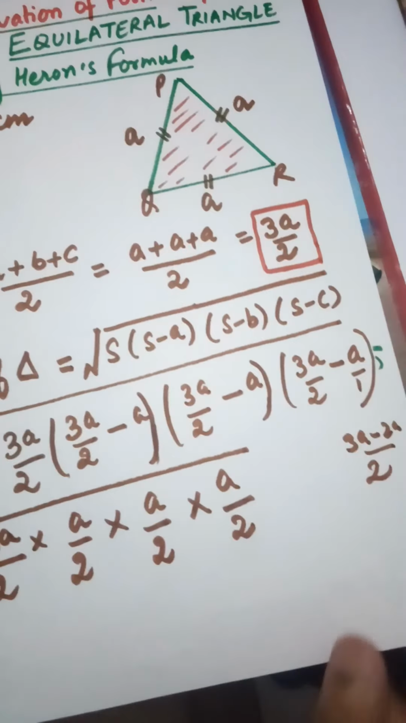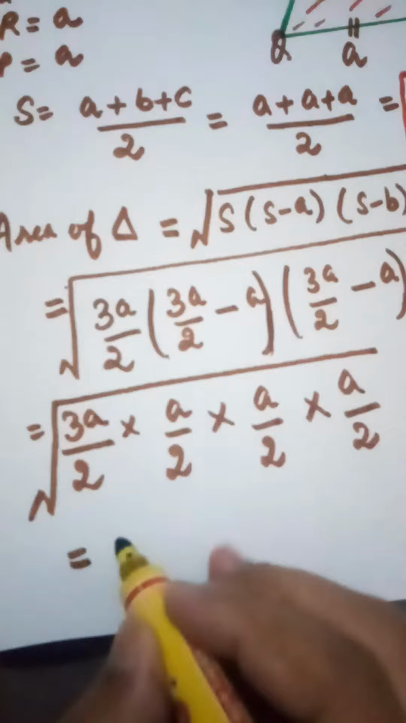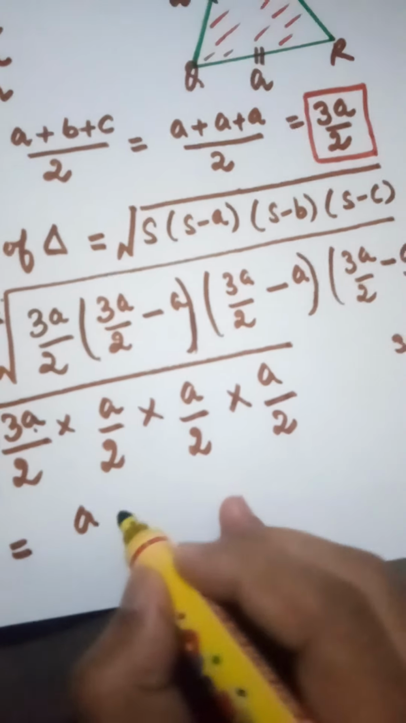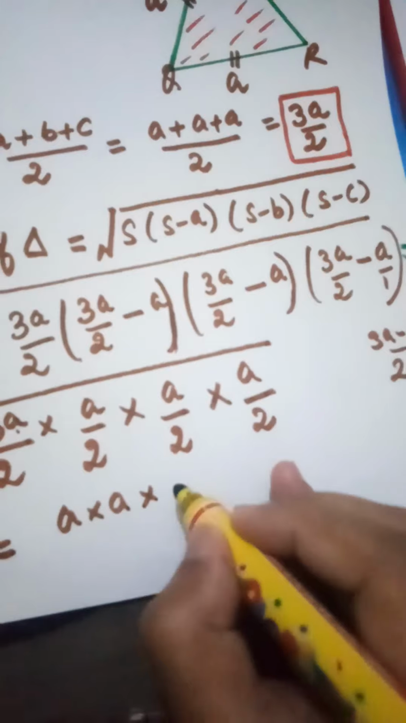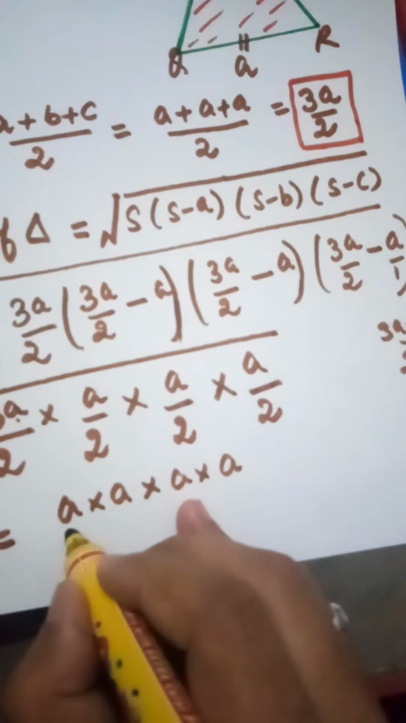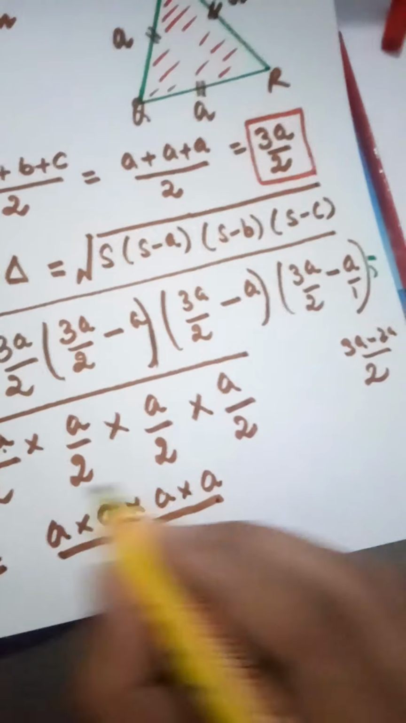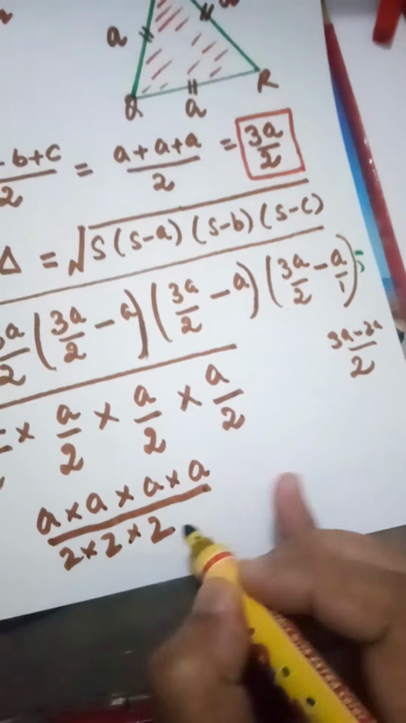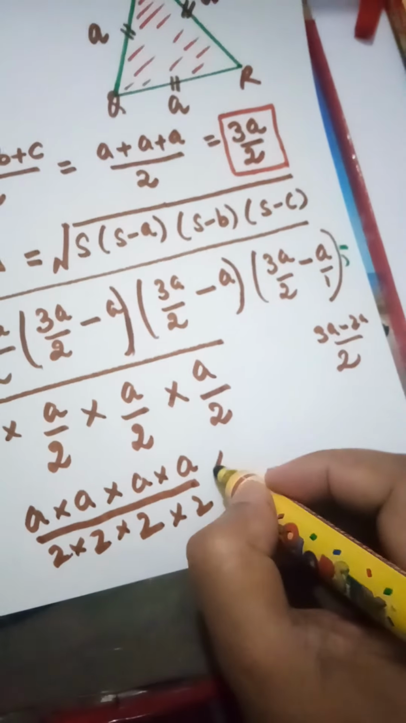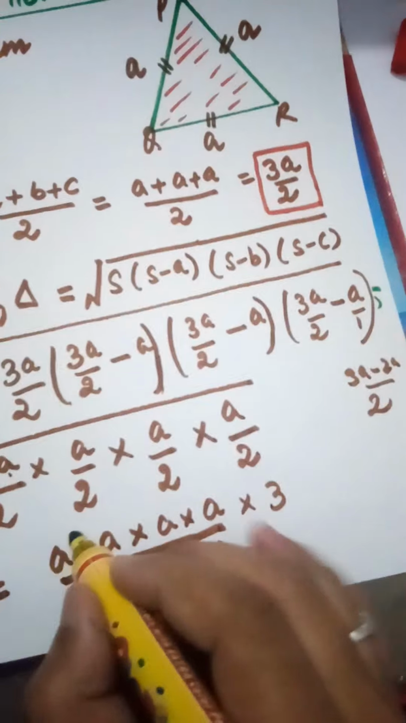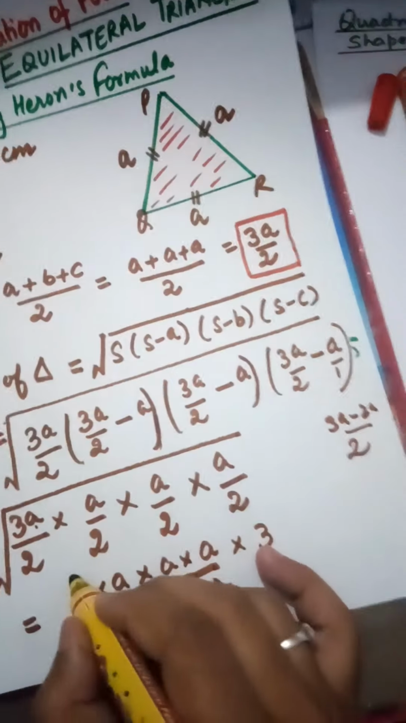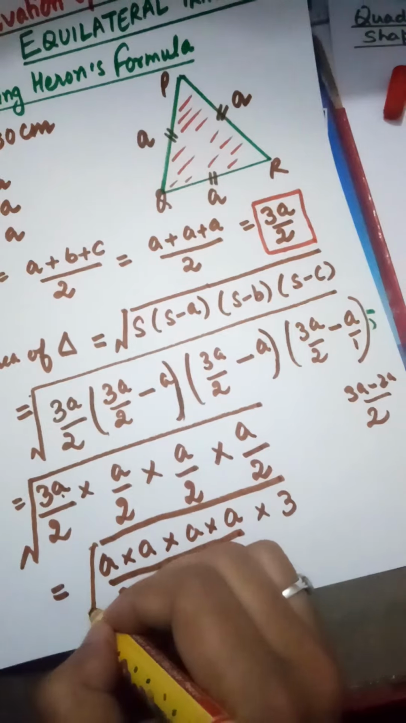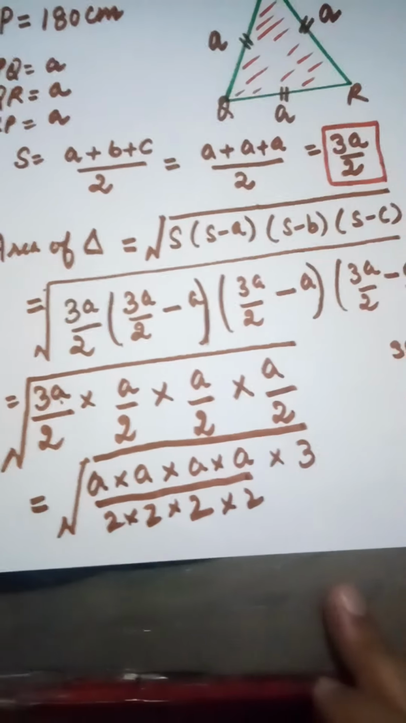Can we make pairs out of that? Yes, we can make pairs. How? The simple pairs can be made like this: A and A, one pair. Again A and A, another pair. And now can you see 2, 2, 2, 2, they are also in pairs: 2 into 2 into 2 into 2. And we are left with only 3 there, which is to be represented under the root now. Okay, so this we are done.